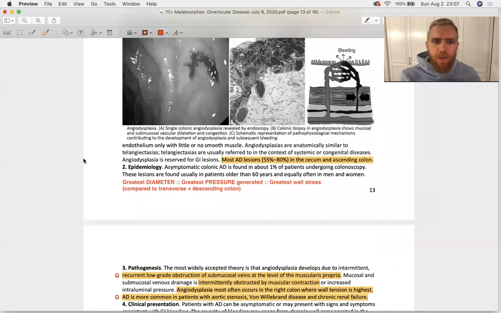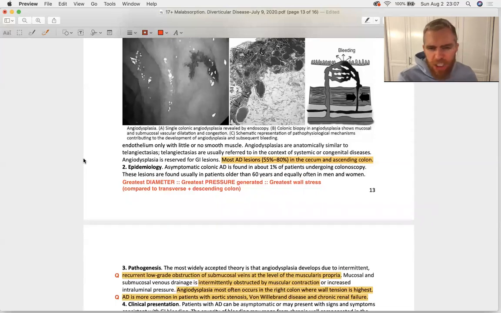They are anatomically similar to telangiectasias. However, telangiectasias are usually referred to in the context of systemic or congenital diseases. I remember you can get telangiectasias as part of CREST syndrome, which is going to be diffuse scleroderma. And you can also be born with a telangiectatic lesion, right? And so that's going to be dilation of a blood vessel. They're typically dermatologically encountered.